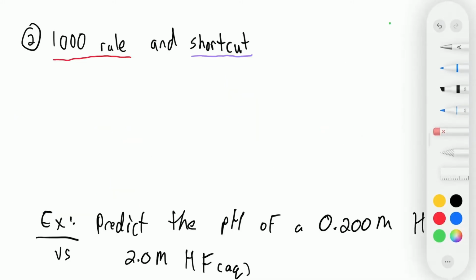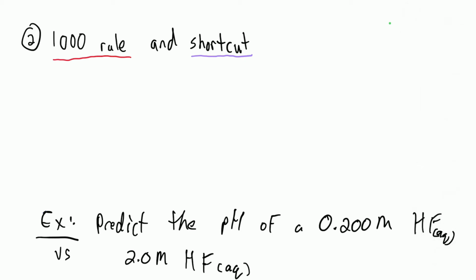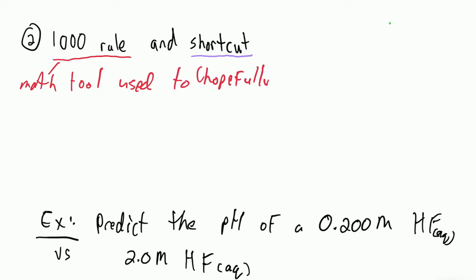The next key part to these problems is using something called the 1000 rule. And what the 1000 rule is, it's really just a mathematical tool. So I'm going to write over here, it's just a math tool used to, hopefully, avoid a quadratic. So what we say is this.